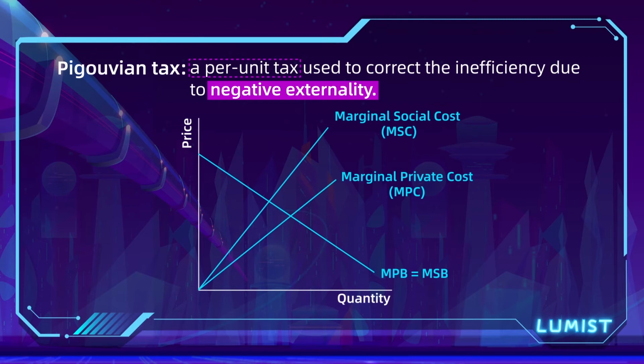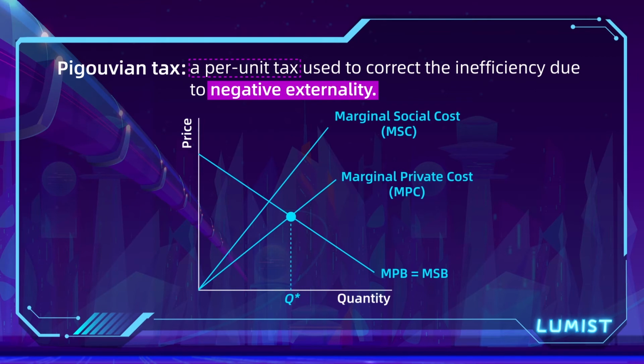The original market equilibrium quantity is at Q star, where marginal private benefit equals marginal private cost. We know that this is not an efficient market outcome because at Q star, the marginal social cost is greater than the marginal social benefit. So the product has been overproduced, which leads to a deadweight loss on society.